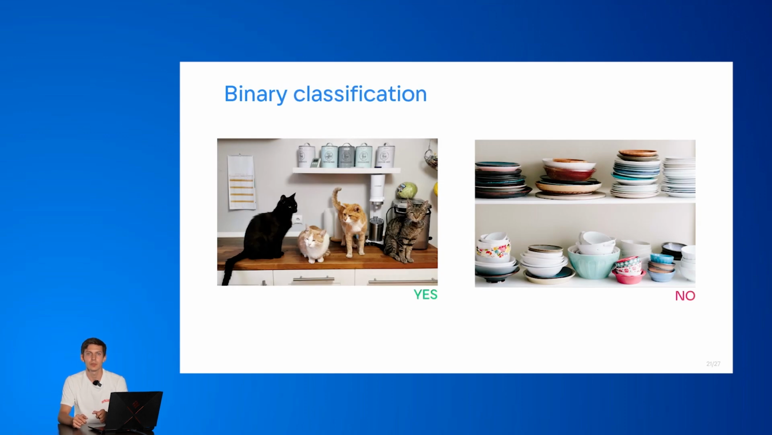Let's look at the simplest task of computer vision. So, binary classification.